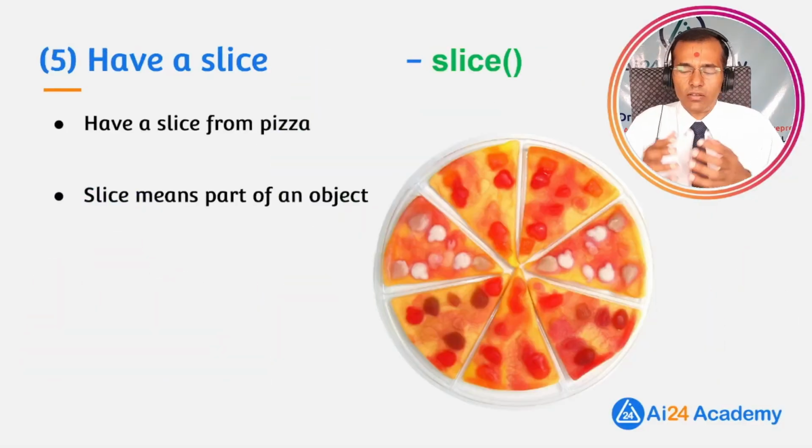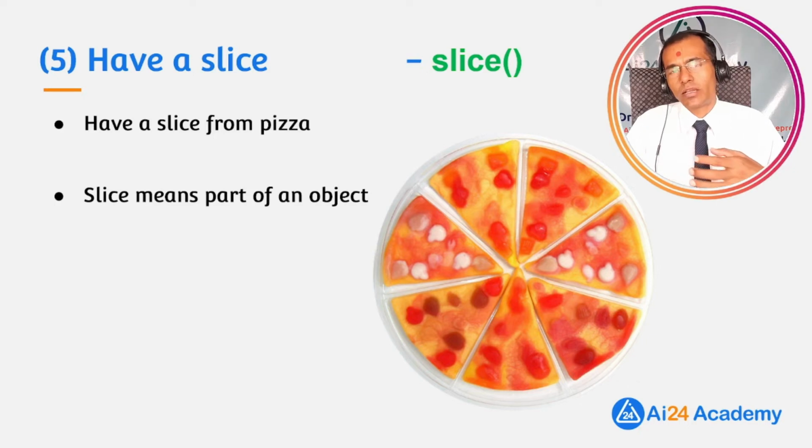Now let us look at the Python built-in function slice. Here we have a pizza, and there are 7 pieces of this particular pizza. Slice means part of an object. We can take 1 piece, 2 pieces, or as many pieces as we want to make. The objective of the slice function is to get a part from an iterable object. Now let us look at a typical example in text.